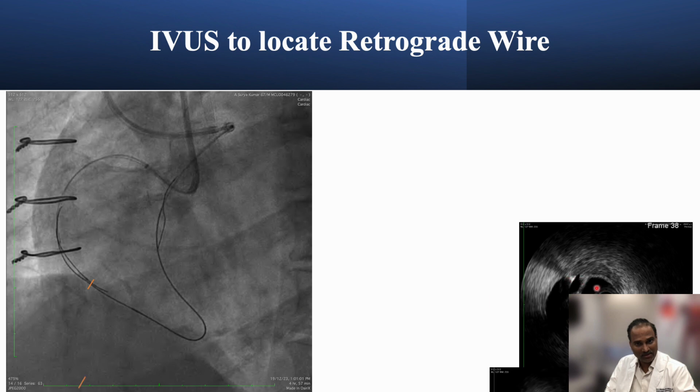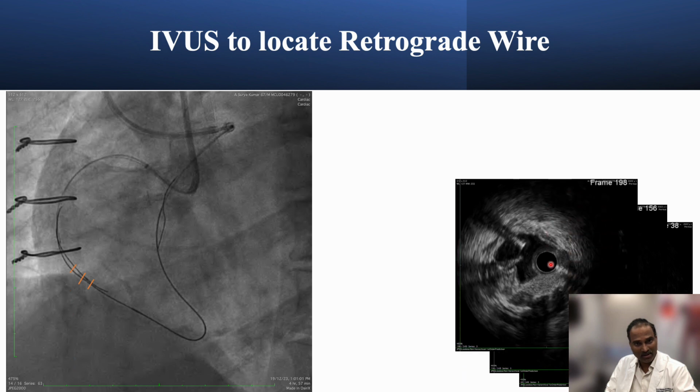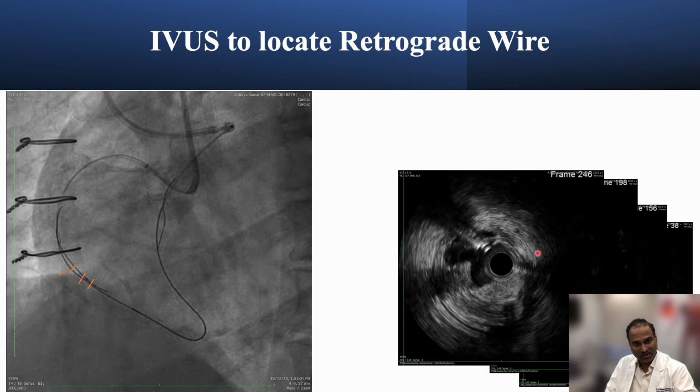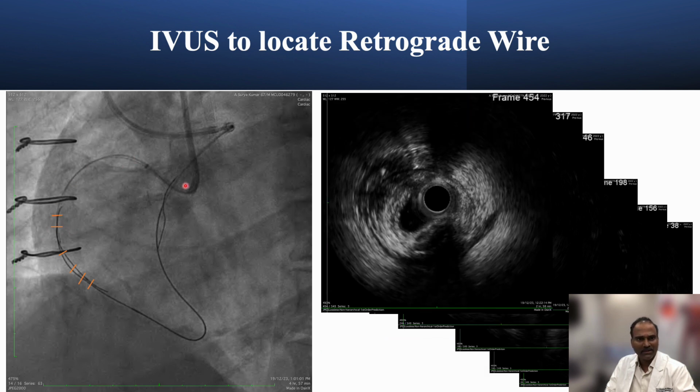You can see this is a true lumen, and this is a true lumen where the IVUS is, and this is the subintimal retrograde wire, and here it actually entered the true lumen, but again it went back to the false lumen proximally. So here it is subintimal, here it came to true lumen, and again it went back to false lumen. That's the reason we were not able to externalize this wire.